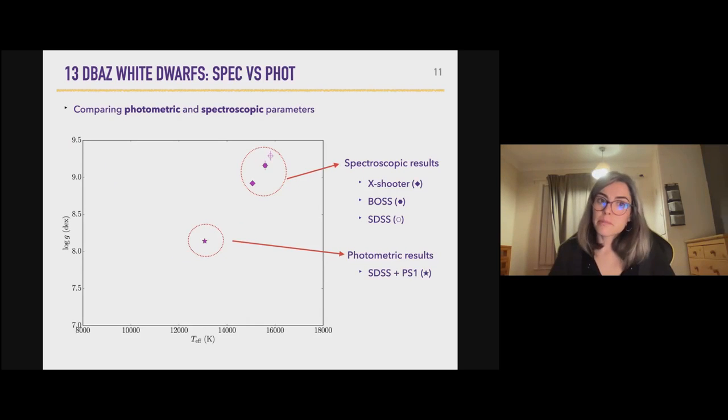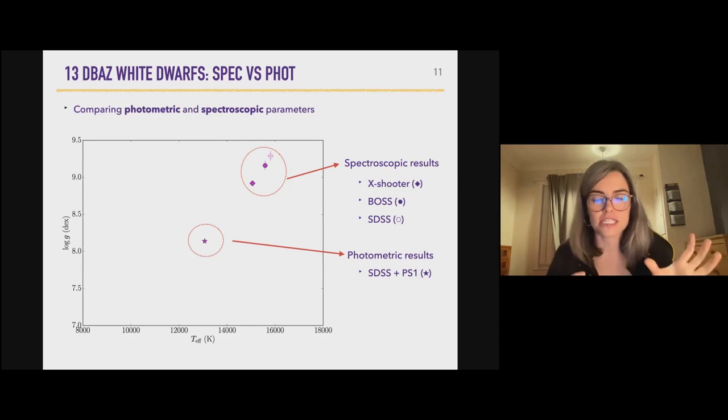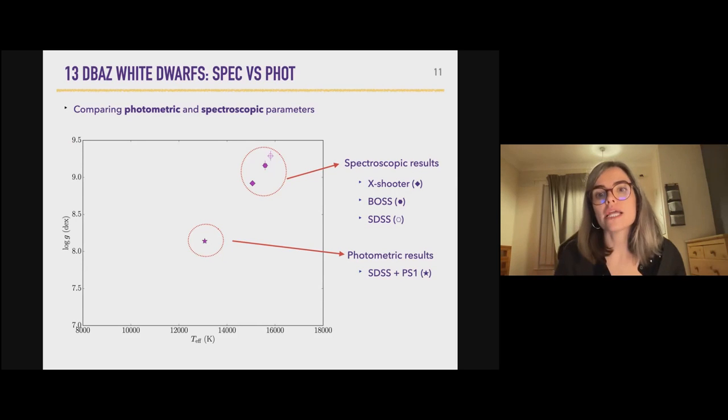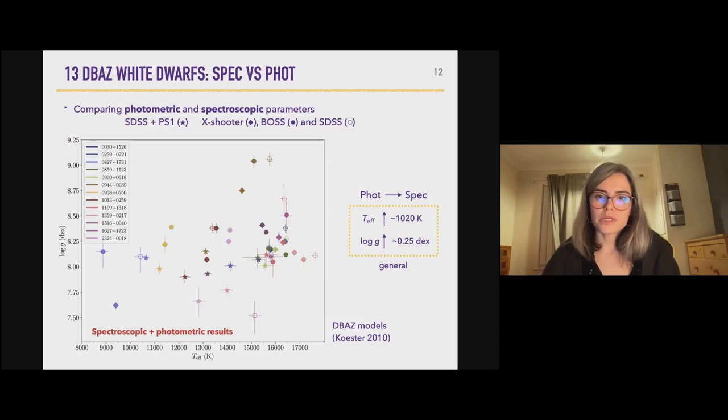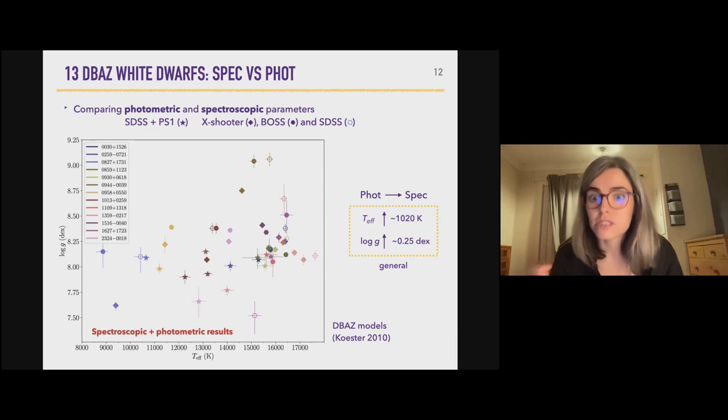Finally, if we want to compare how alike the photometric and spectroscopic results are, I am going to show you that now. The photometric results are those obtained by fitting simultaneously the Sloan and Pan-STARRS photometry, while the rest of the markers show the spectroscopic results. What we obtain in general is that the spectroscopy yields much higher effective temperatures and surface gravity. This is in general if we take into account the whole sample.